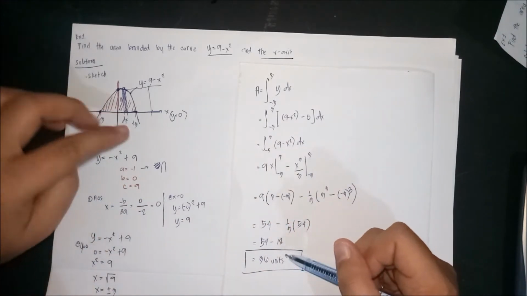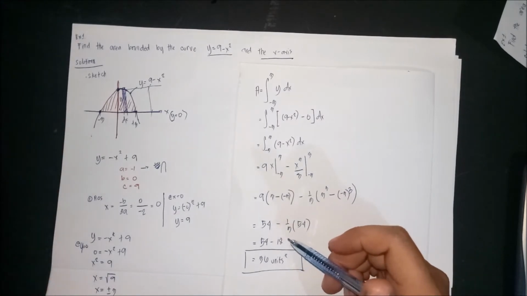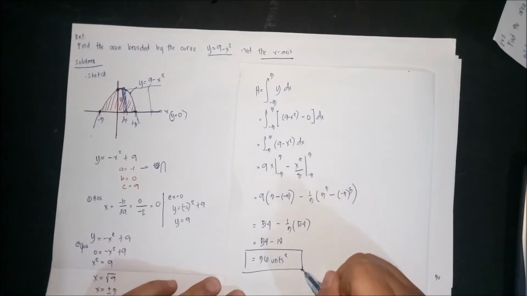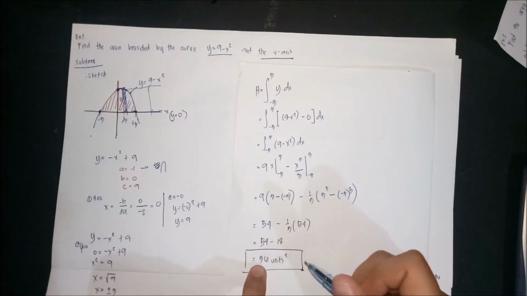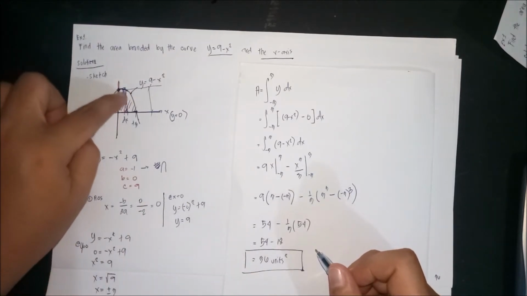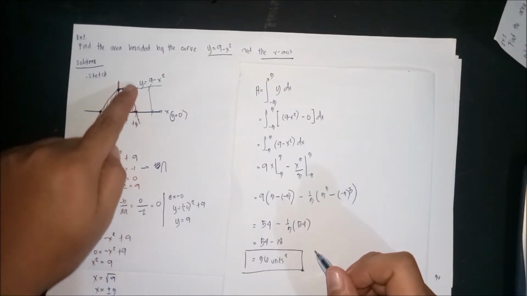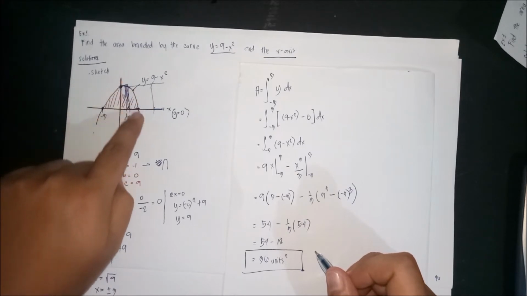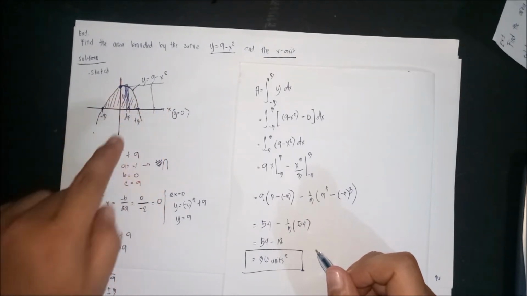So, whatever is the unit, kasi area siya, then that would be square. Okay, so this is our final answer. Ibig sabihin class, 36 square units yung area bounded by the curve y is equal to 9 minus x squared and your x-axis.